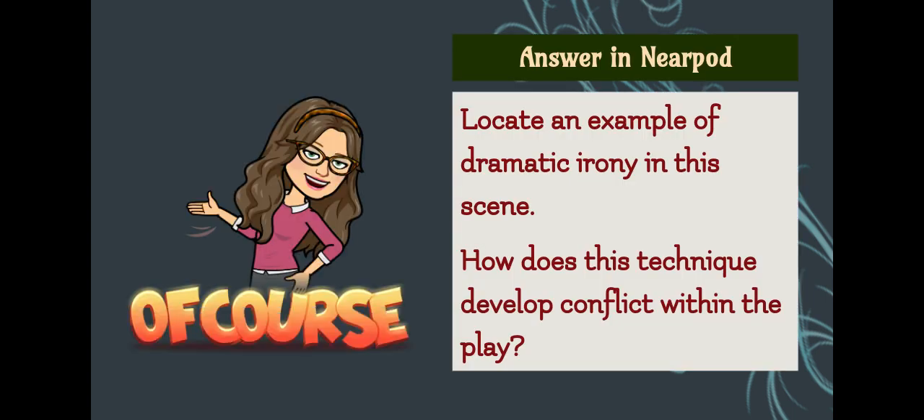Now, you're going to develop your response to the question to evaluate the effects of Act 2, Scene 1 from Romeo and Juliet. Then you will share your answer in Nearpod. You will need to support your response with evidence from the text.